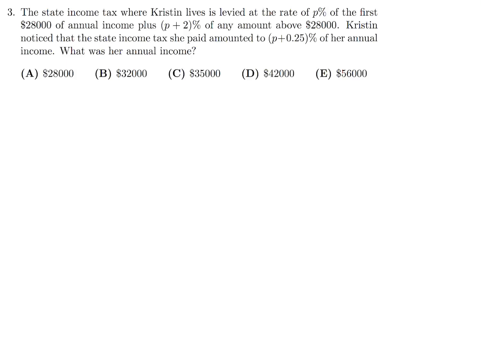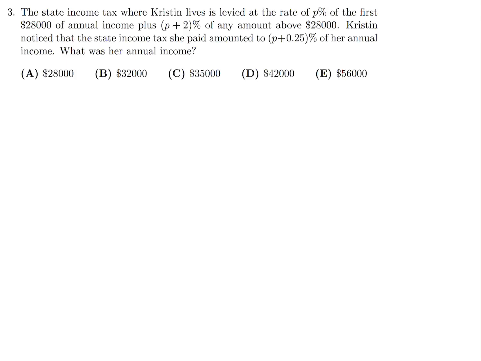State income tax where Kristen lives is levied at a rate of P% of the first $28,000 of annual income plus P plus 2% for any amount above $28,000. Kristen noticed that the state income tax she paid amounted to P plus 0.25% of her annual income. What was her annual income?